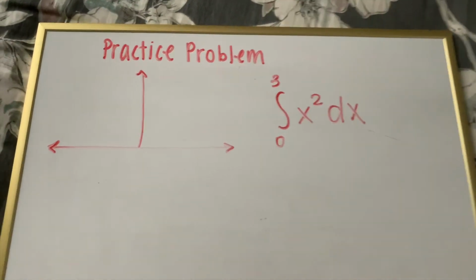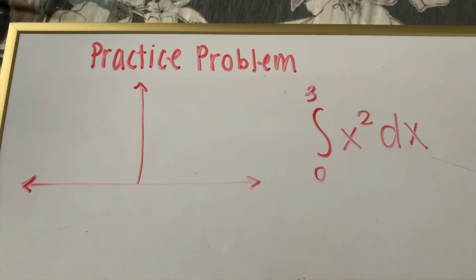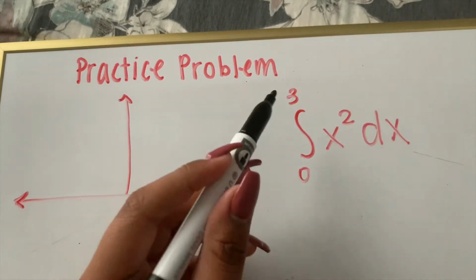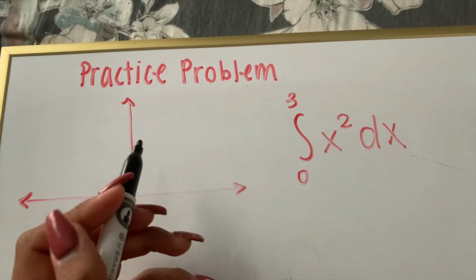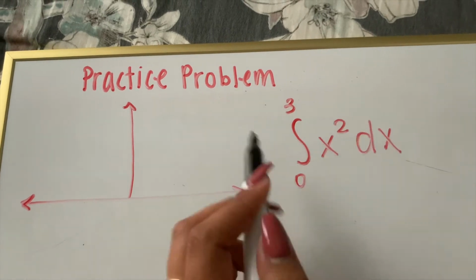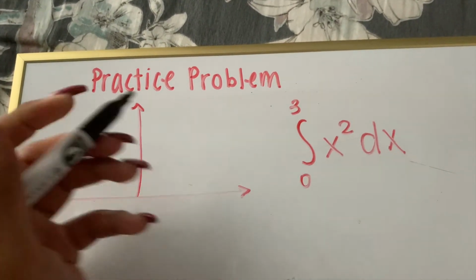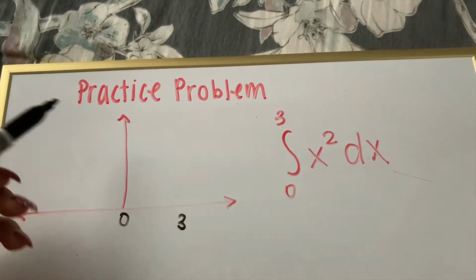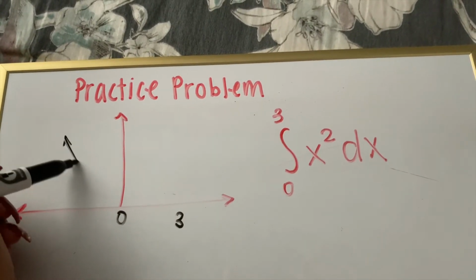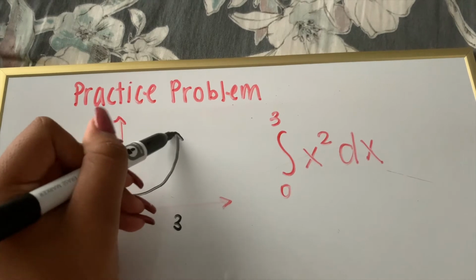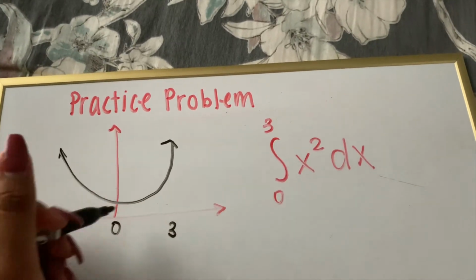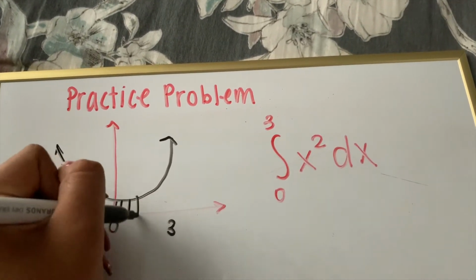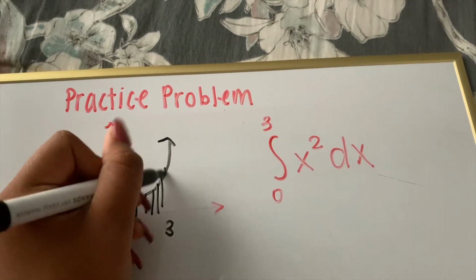Just for extra work, we're going to look at this practice problem. From the integral of 0 to 3 of x squared, we want to find the answer. We know that our starting point is 0 and our end point is 3, and that x squared is a parabola, so we're just going to draw that quickly. We're trying to find the area from 0 to 3. So we want this area.